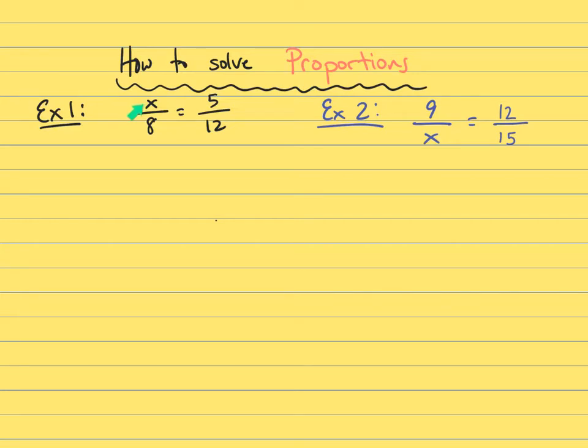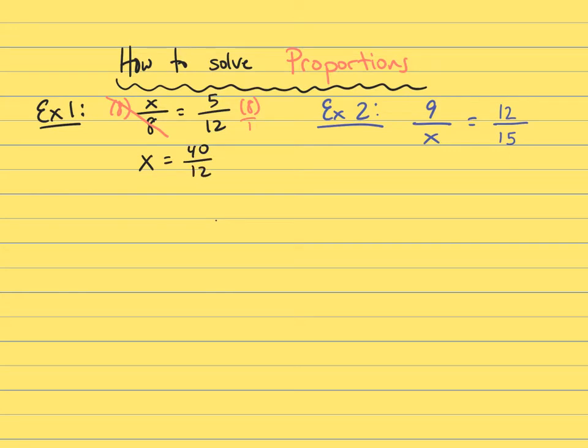And to get this variable alone, since I'm dividing by 8, I'm just going to multiply both sides by 8. On the left side, multiplying by 8 and dividing by 8 undo each other, and I'm just left with x. On the right side, I'm multiplying 5/12 by 8, or the same thing as 8 over 1. So 5 times 8 is 40, and 12 times 1 is 12.